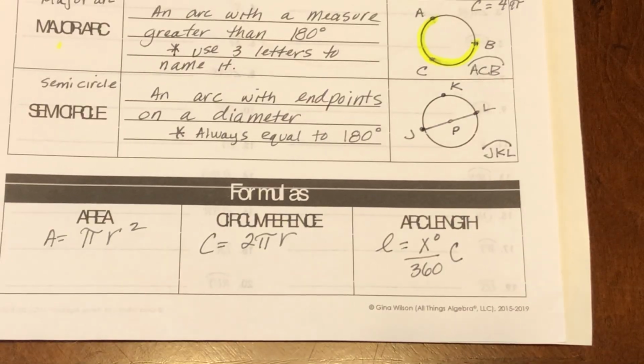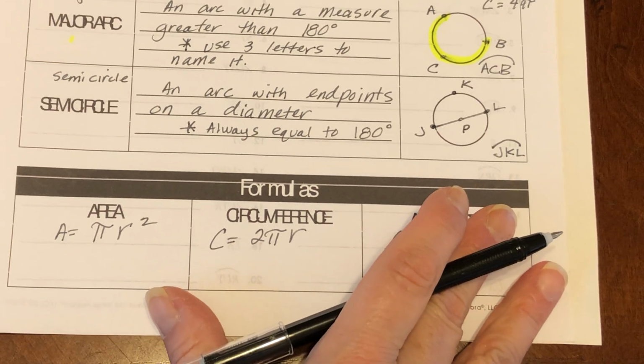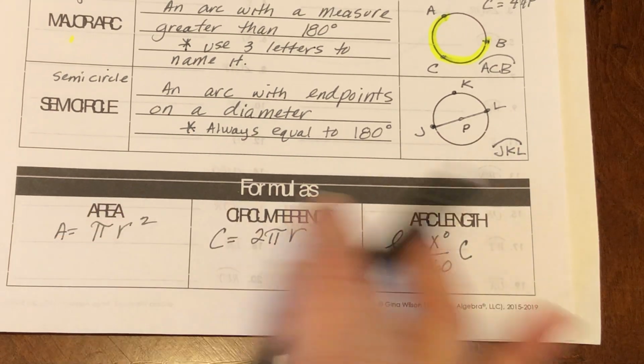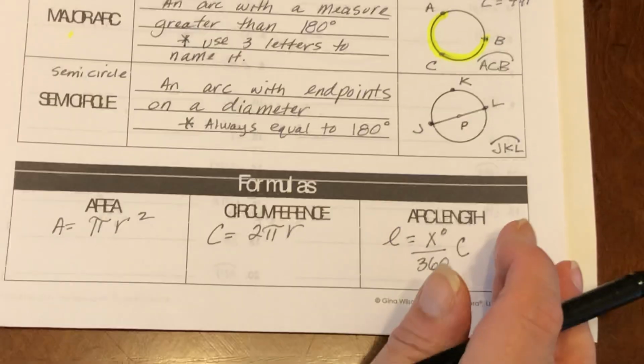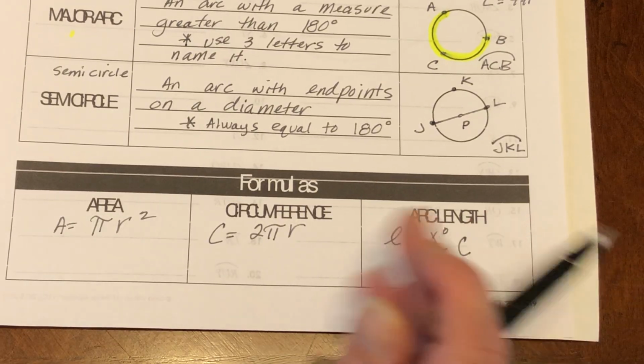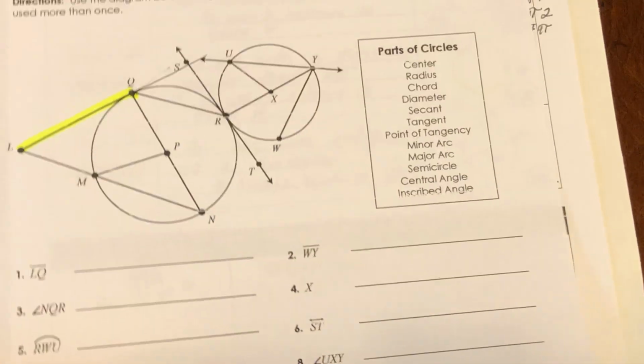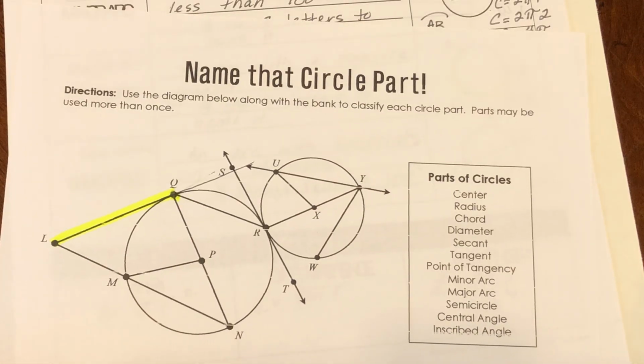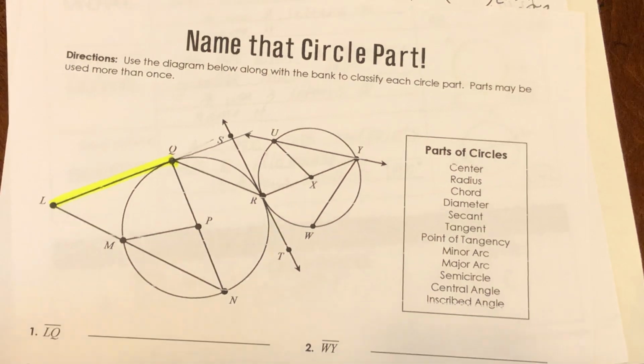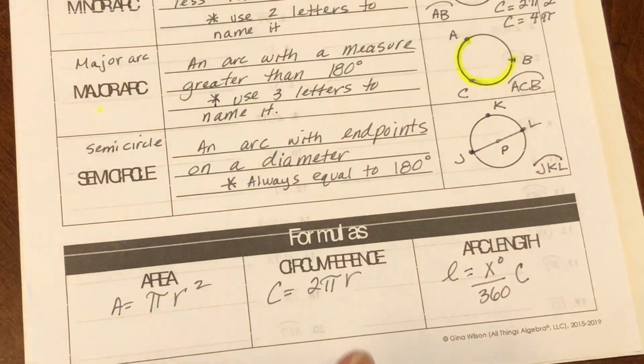Okay, welcome back. I hope you all got your definitions done. I want you to take that definitions page out and we're going to fill in this bottom section. I'm going to talk about it a little bit today, and then we're going to use this sheet that I put on our page. It's called Name That Circle Part. I'm going to do some with you and you're going to do some on your own.